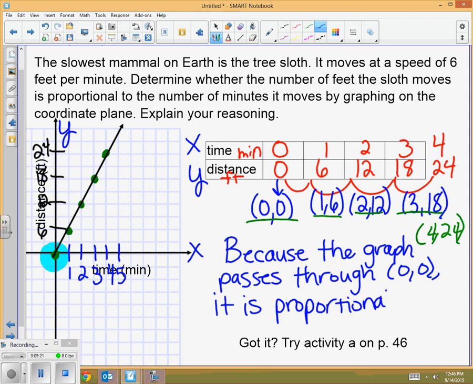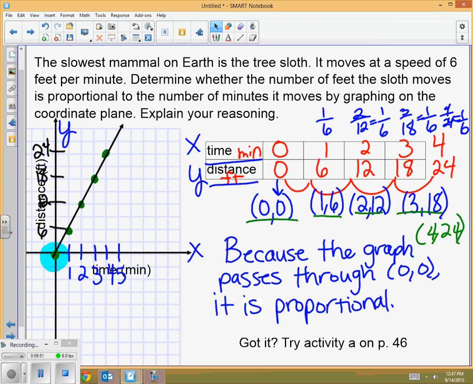You can also double check the proportionality by writing the relationship time and distance as a fraction. So you can write this as 1 over 6. 2 over 12 reduces to 1 over 6. 3 over 18 reduces to 1 over 6. 4 over 24 reduces to 1 over 6. So you can see that for every 1 minute, the sloth can travel 6 feet. Please go ahead and try activity A on the bottom of page 46. Pause the video now to work out example A.